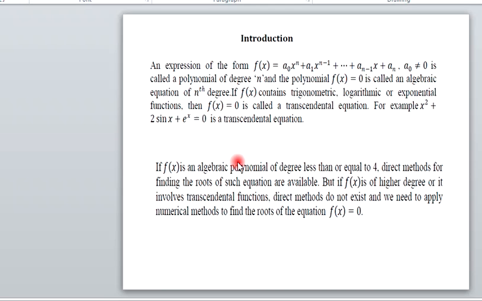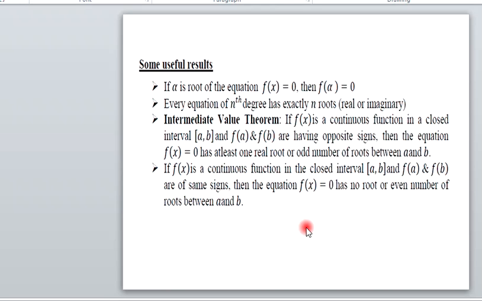If f(x) is an algebraic polynomial of degree less than or equal to 4, then we have some direct methods for finding the roots of such equations. But if f(x) is of higher degree or it involves transcendental functions, then direct methods do not exist, and we need to apply numerical methods to find the roots of the equation f(x) equals 0.